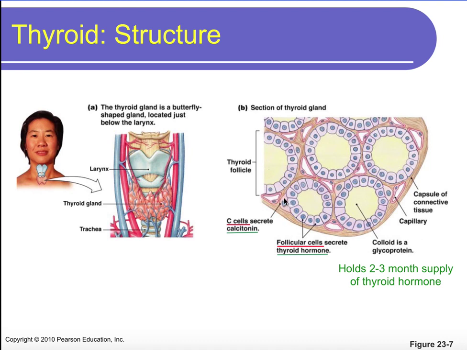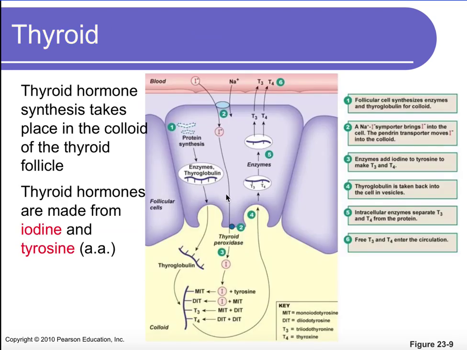And then we have this other cell here, this pink guy over here. This is our C cell. He secretes calcitonin. And I'm going to talk about this later on when we talk about calcium. So just keep that in mind. C cells, calcitonin, calcium. So thyroid hormone, let's make it and release it. So thyroid hormone, we need some things from our diet. So we need iodine and we need the amino acid tyrosine. So iodine is going to be obtained through our diet, and it will come into the follicular cell.